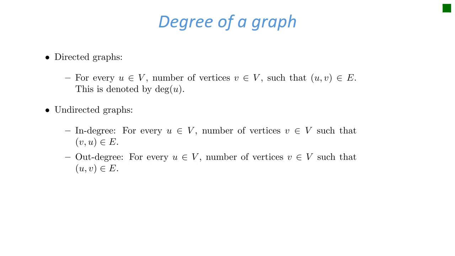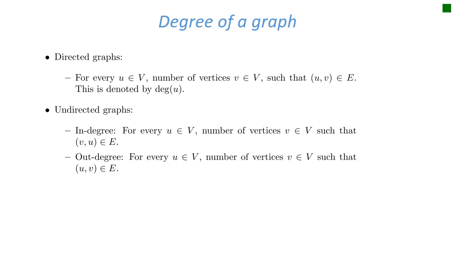We shall now see what a degree of a graph is. In directed graphs, for every node u, the number of vertices v such that (u, v) is an edge is denoted by the degree of u. Or in other words, the number of neighbors of u is the degree of u. For undirected graphs, we define both its in degree and its out degree.